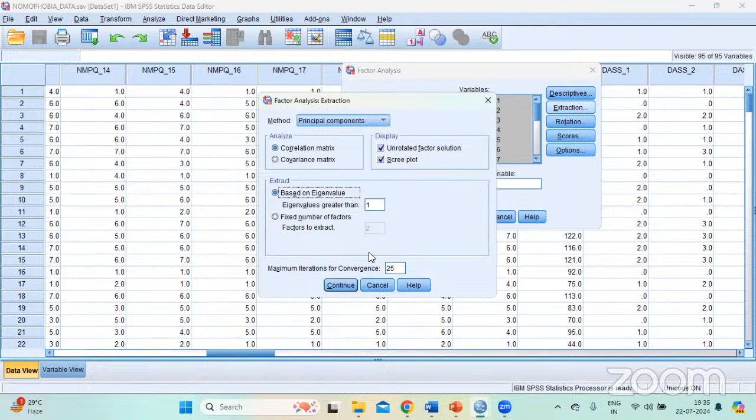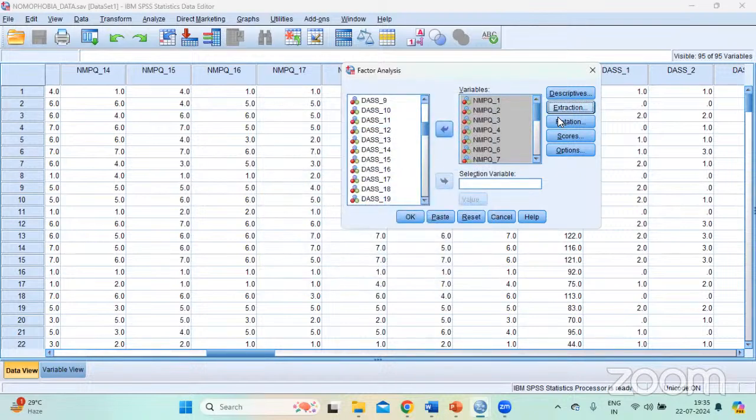So it will run the analysis 25 times in order to reach the best possible solution. If you want, you can increase the number of iterations to 100 or 50, whatever. A large number of iterations probably will give you the best possible solution. That is possible. In certain cases, it shows you.